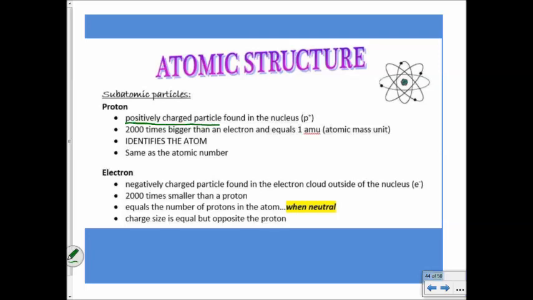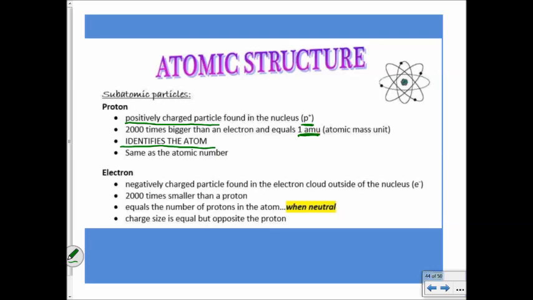Positively charged particle. We always do the P with the plus sign there. It equals 1 atomic mass unit. That's very important. You need to know that. It's located in the nucleus. It identifies the atom, the element.